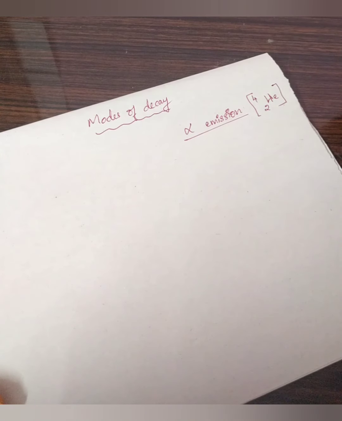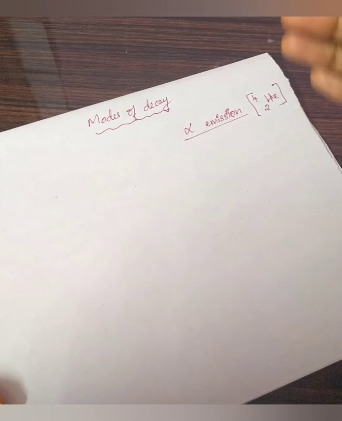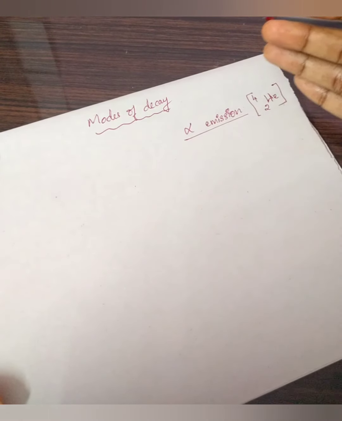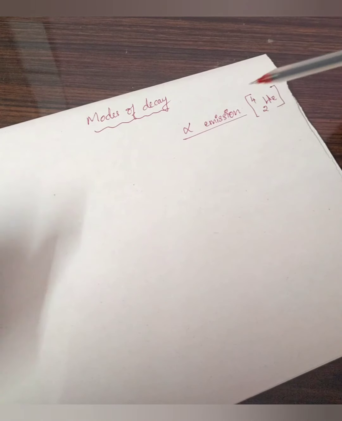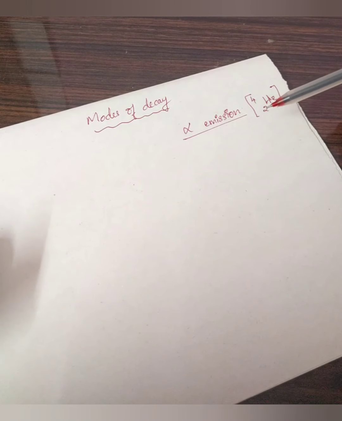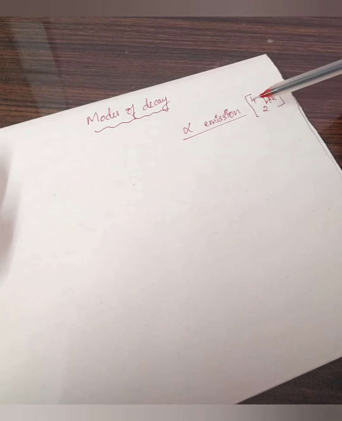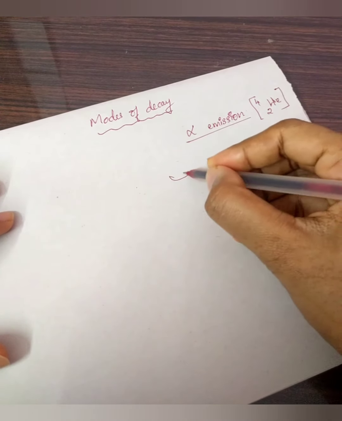When a radioactive nuclide decays by emitting an alpha particle, or helium nucleus, there is a decrease of 2 units in the atomic number and a decrease of 4 units in the mass number. That is, the new nuclide, or daughter nuclide, produced has an atomic number 2 units less and a mass number 4 units less than the parent atom. I'll write an example here.